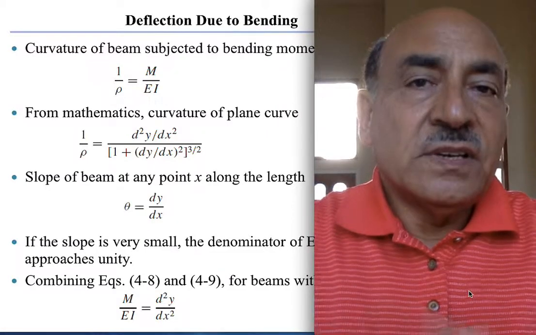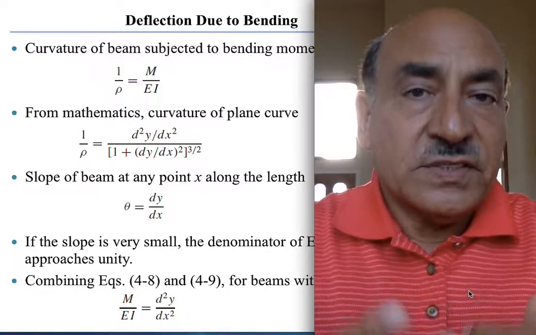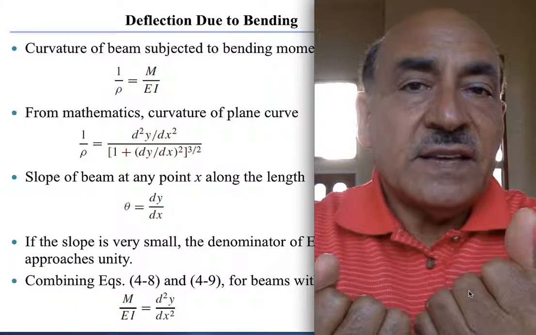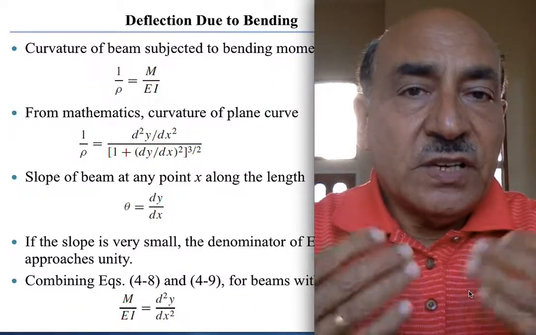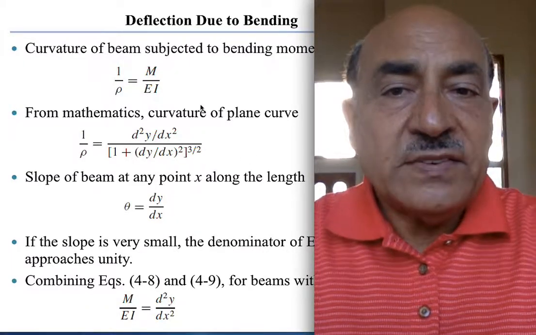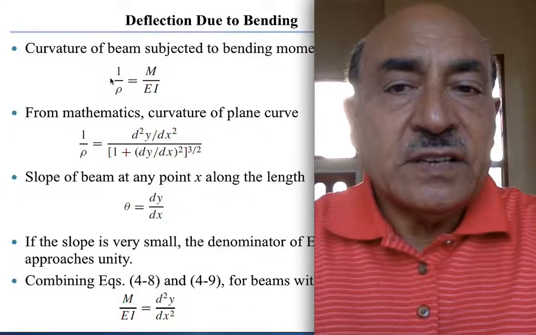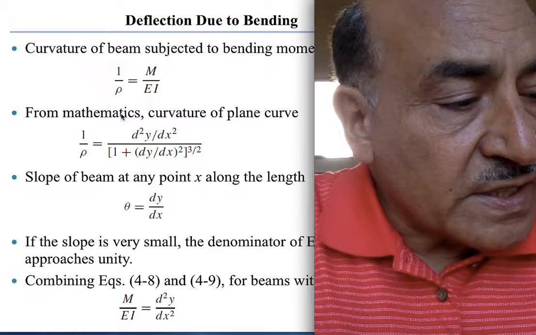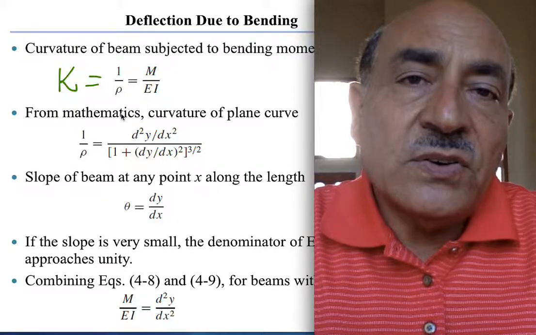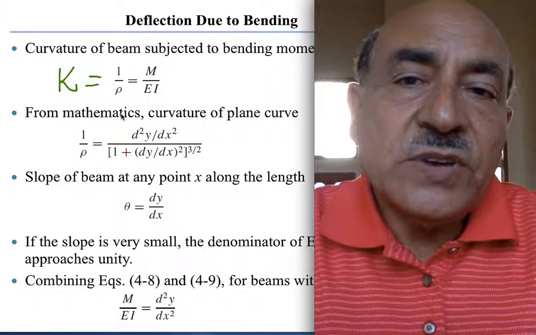So if we consider the curvature itself, curvature kappa is the inverse of the radius of curvature, then we can say that the curvature of the beam is proportional to the applied moment. And that's what we have here in this equation. In this equation, we have the curvature, kappa, and kappa is 1 over rho. Rho is the radius of curvature, and that is equal to M over EI.